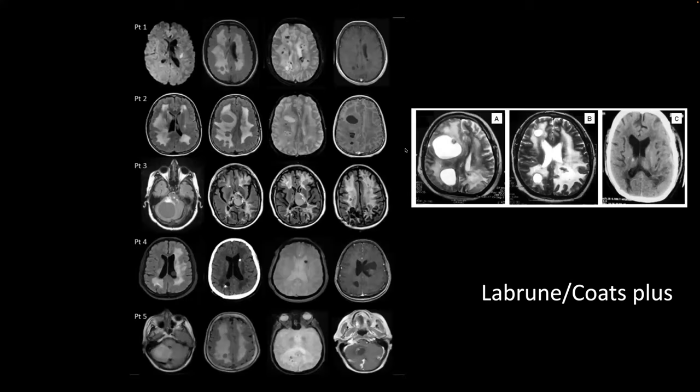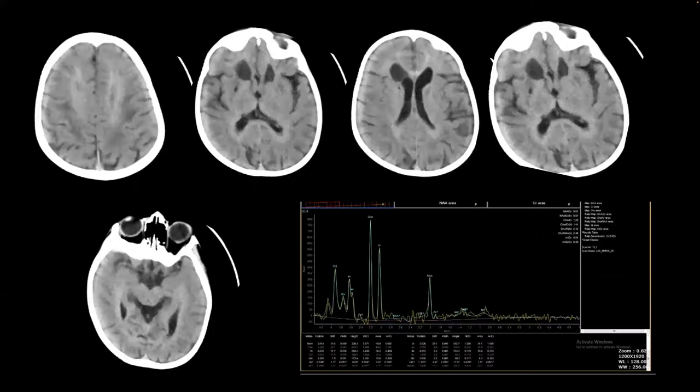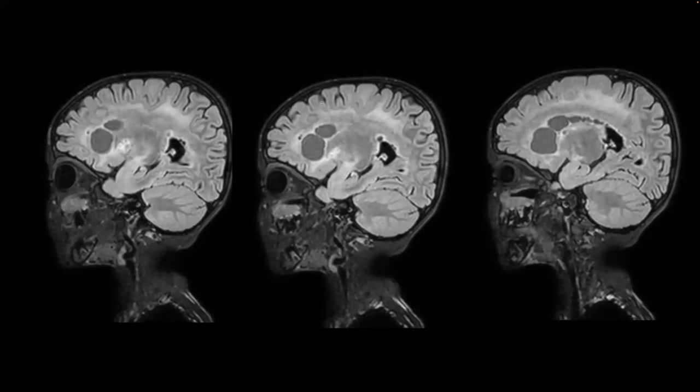I thought maybe Labrune, but there was no calcification. And was there an infection to start with? No. Exactly. I think somebody has said the cysts look like trapped ventricles. In a way they do. That's what we get with infections, and so we thought about that. Any sagittal corpus callosal pictures? No, these are the only ones.